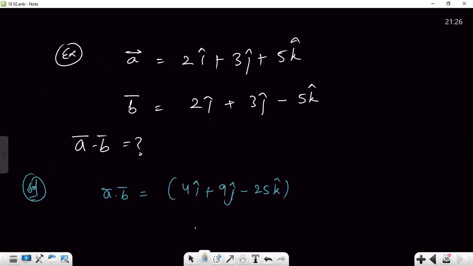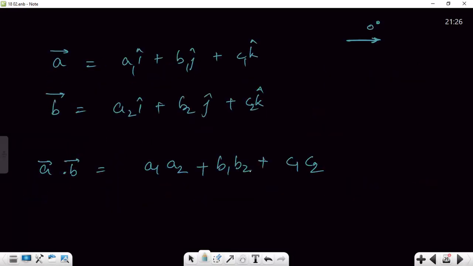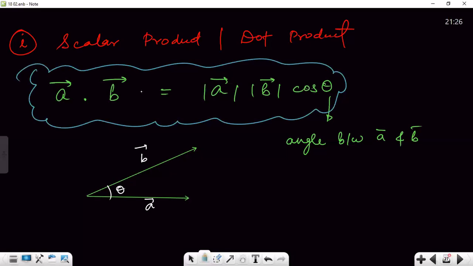So here we may write A dot B as 2 into 2, 4, plus 3 into 3, 9, plus 5 into minus 5, minus 25. The answer comes out as 13 minus 25, that makes it minus 12 as our answer. Theta was not given here, only the vectors directly. So these are two formulas by which we can find the scalar product. Actually, this is the main formula, and that is its application.